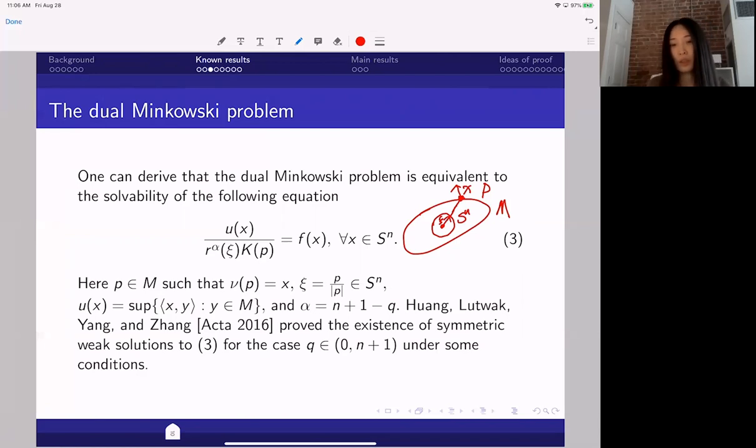So essentially, the dual Minkowski problem is to ask for the necessary and sufficient condition on the function f of x such that equation 3 is solvable. So Huang, Lutwak, Yang, and Zhang in 2016 proved the existence of symmetric weak solutions to equation 3 for the case when q belongs to (0, n+1) and some other conditions. The first condition, which is easy to see, is that they need some kind of symmetry on the function f of x.